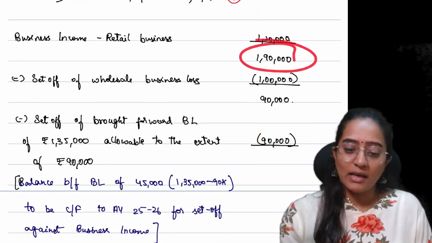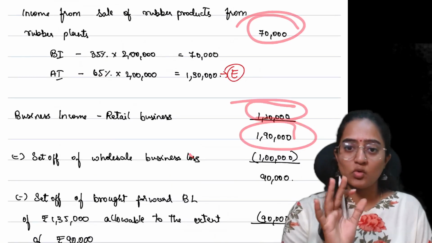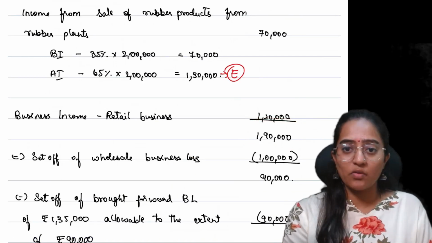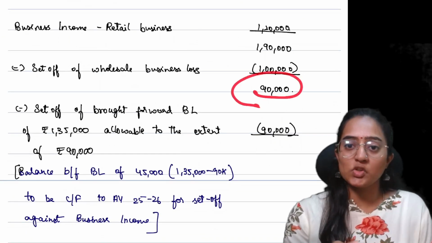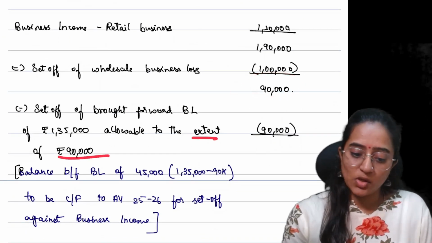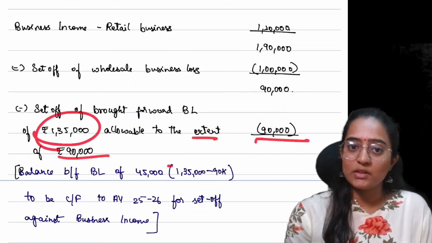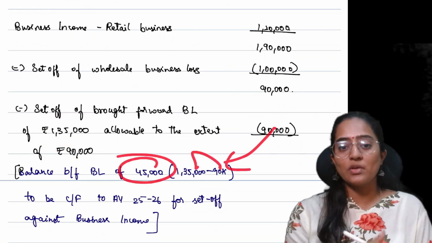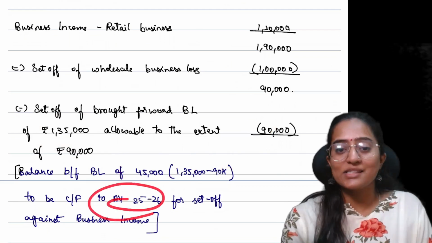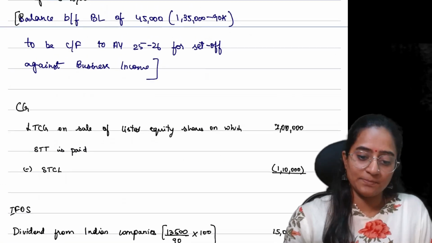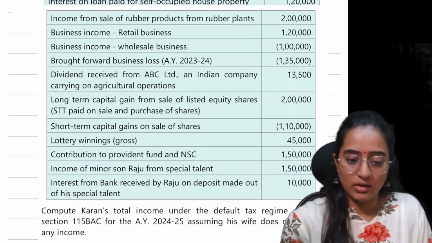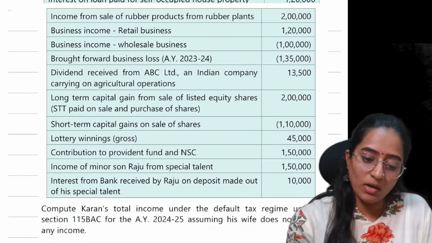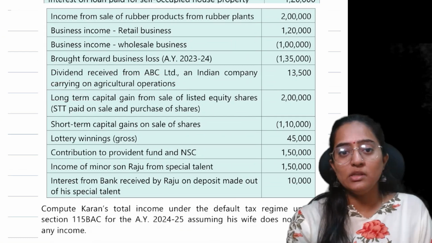Remember, 1,90,000 is the total of 70 plus 120. Out of that, the 1 lakh current year business loss, other business loss, you have set off. You had income only up to 90,000 rupees which you can set off against. To that extent of 90,000 which you have set off, out of the 1,35,000 brought forward losses, 45,000 will be carried forward to the next assessment year 25-26. Clear?